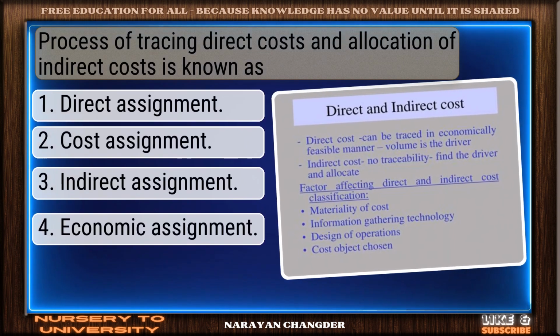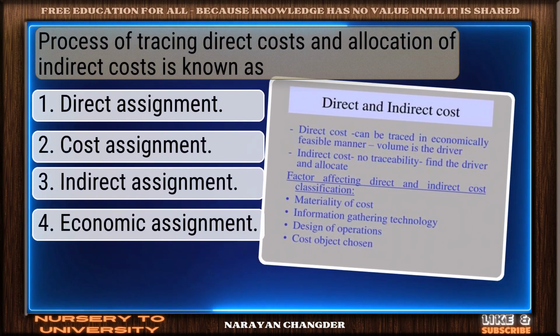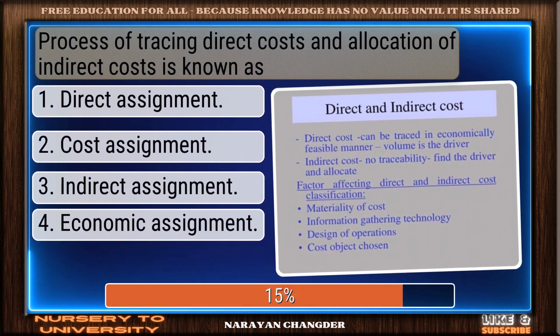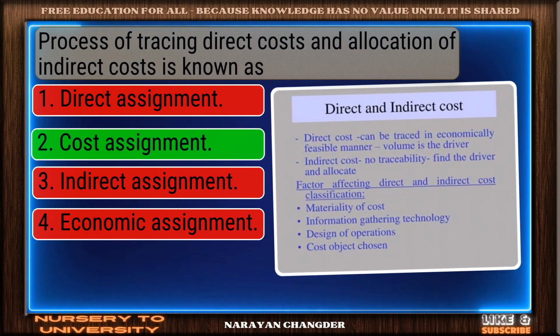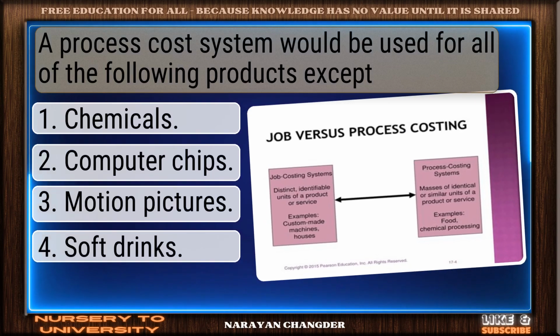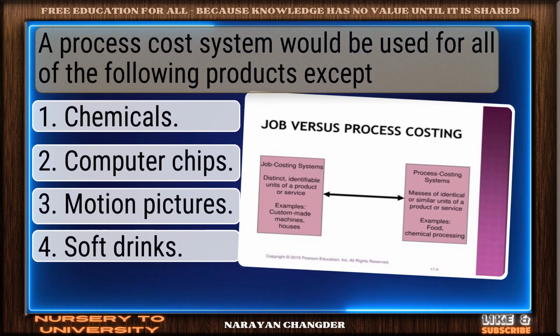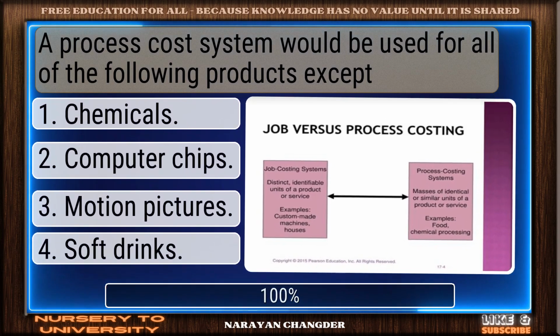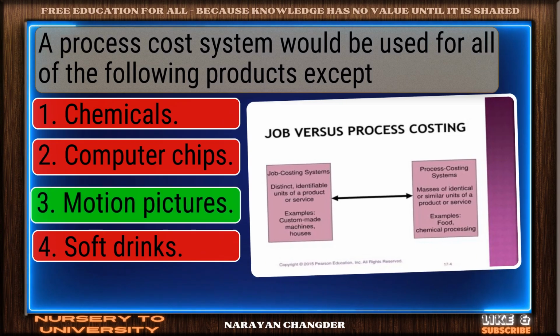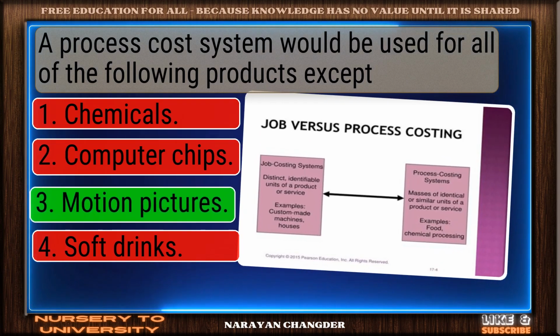Process of tracing direct costs and allocation of indirect costs is known as. Nice selection. Cost assignment is correct. A process cost system would be used for all of the following products except. Excellent choice. Motion pictures is right.